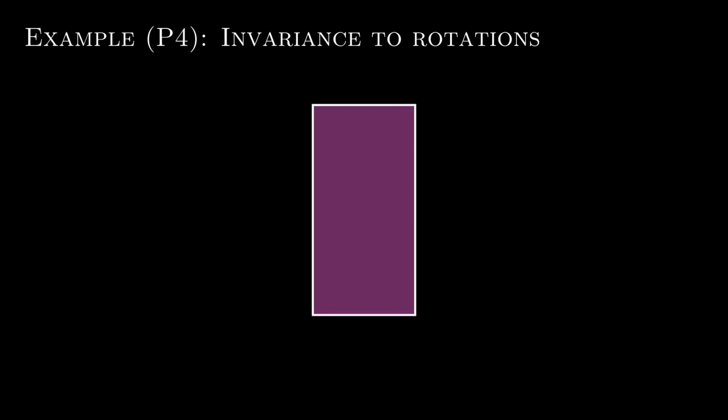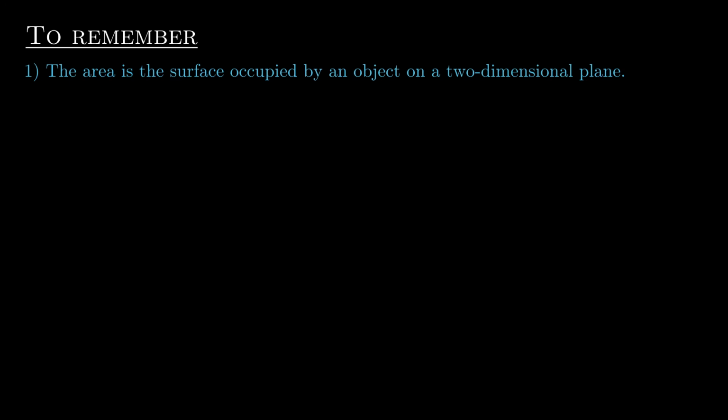Let's have a small recap of this lesson. It's important to remember first that these properties and things that we just saw apply to all kinds of figures, and it's not limited to squares and rectangles. So first, the area is the surface occupied by an object on a two-dimensional plane. The area is calculated in square units. These are part of the definition that we mentioned earlier.